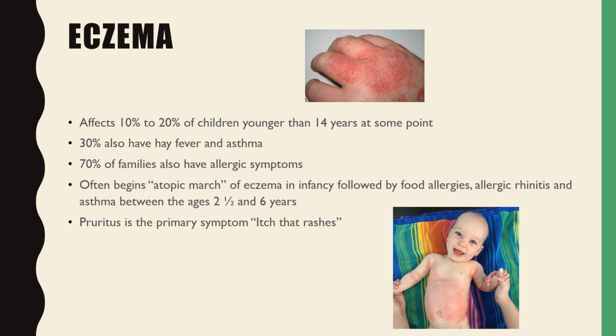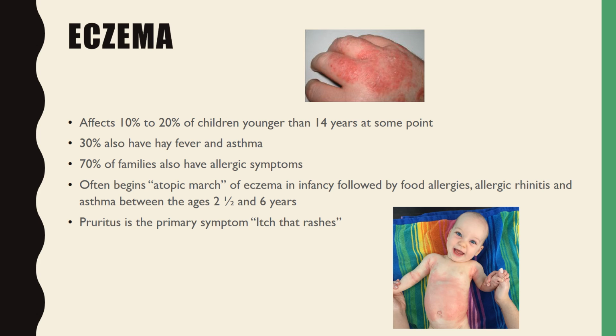So now we're going to talk about eczema. Eczema affects 2 to 20% of children that are younger than 14 years at some point in their life. 30% of them also have hay fever and asthma. We'll talk about that in a second, but 70% of families also have allergic symptoms in their family. So other members of the family will have those allergic symptoms.